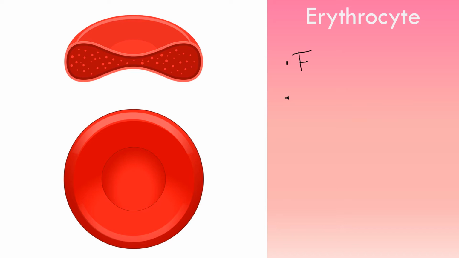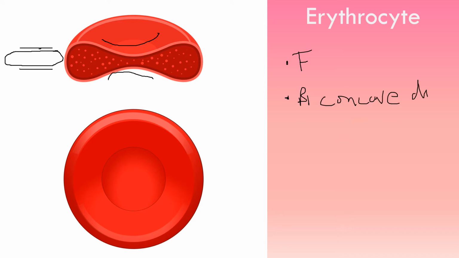You can see the cross section at the top here. If I were to draw a disc shape cross section, you'd see it was very flat, with two flat edges, one at the top and one at the bottom. It's called a biconcave disc shape, and that increases surface area so that it is a much more efficient exchange surface.